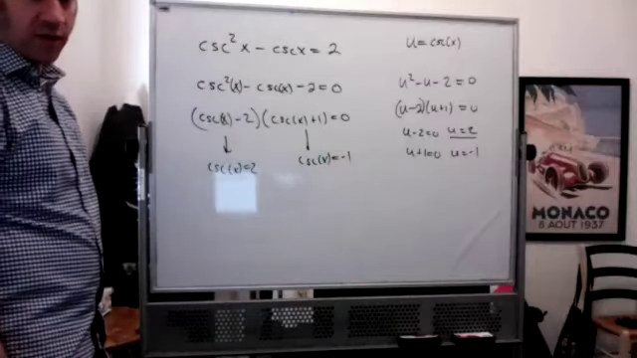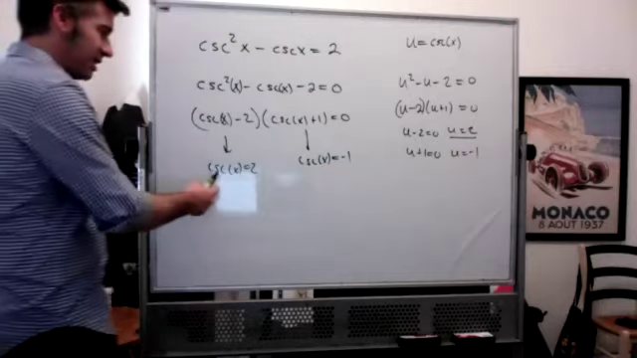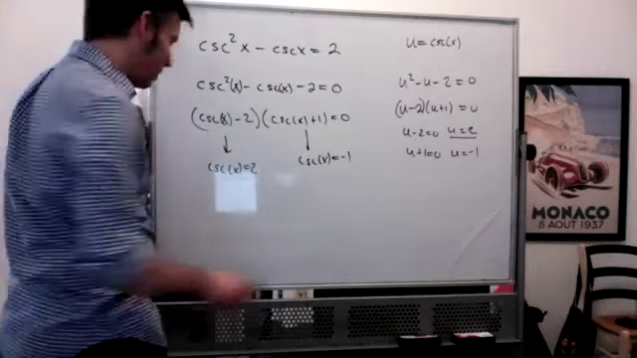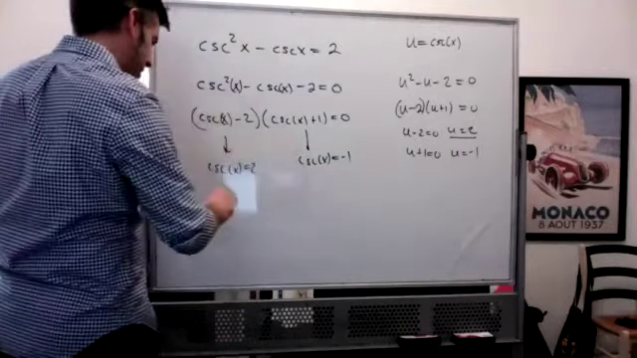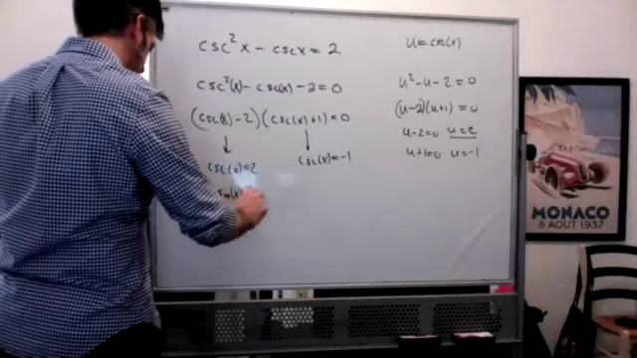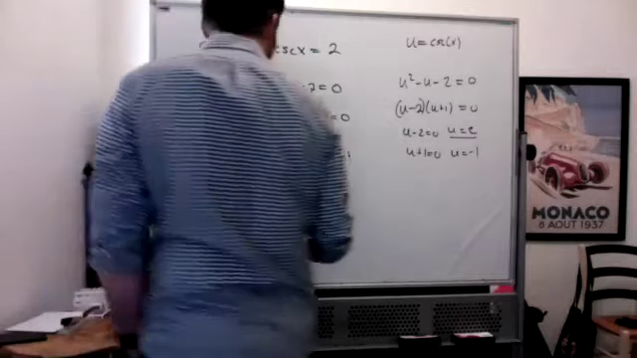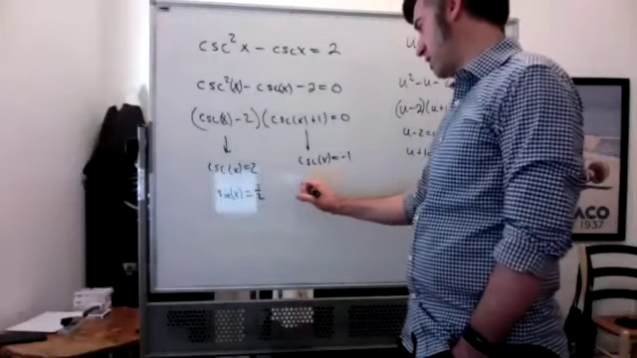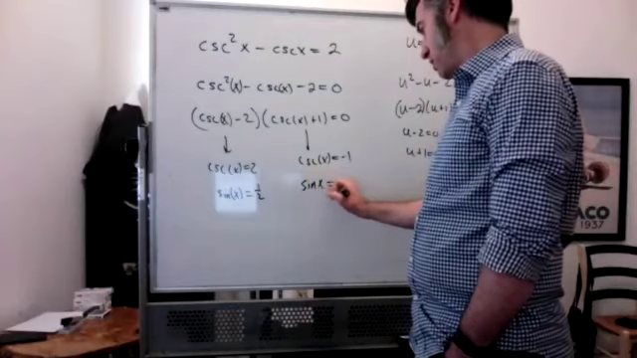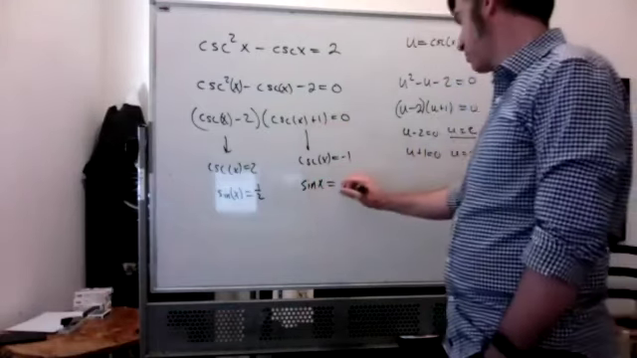So we have to solve those. I don't usually remember what makes cosecant what. I remember that cosecant is the reciprocal of sine. So if I take the reciprocal of both sides, the reciprocal of cosecant is sine, and the reciprocal of 2 is 1/2. Same deal here. The reciprocal of cosecant is sine. The reciprocal of negative 1 is 1 over negative 1, which is still negative 1.